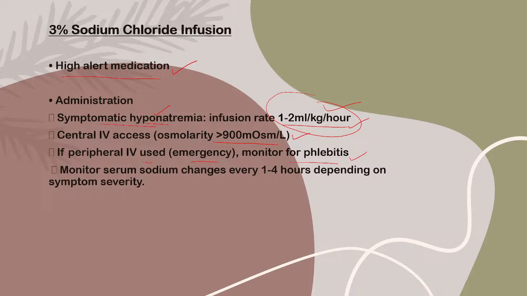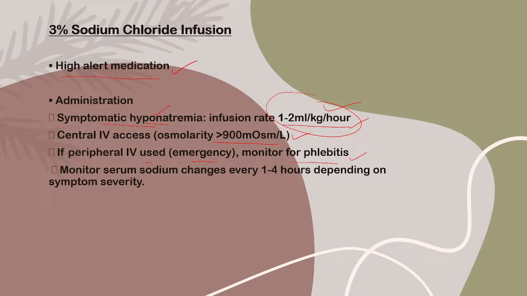This 3% is hypertonic. The osmolality is more, so if we are using the peripheral line, we need to monitor the patient for phlebitis. Then monitor serum sodium changes every 1 to 4 hours depending upon symptom severity.